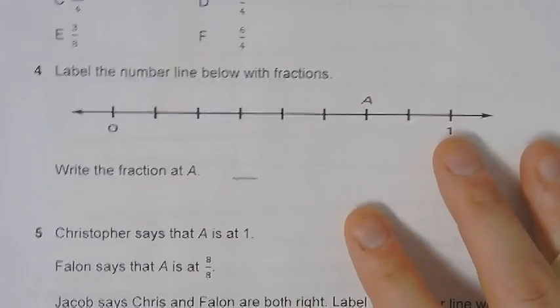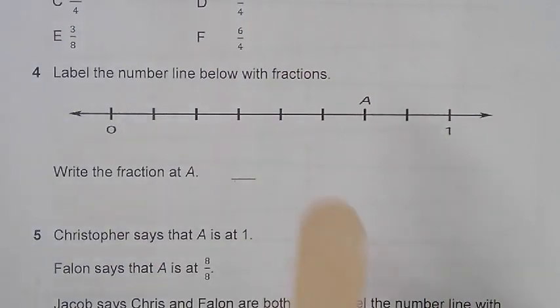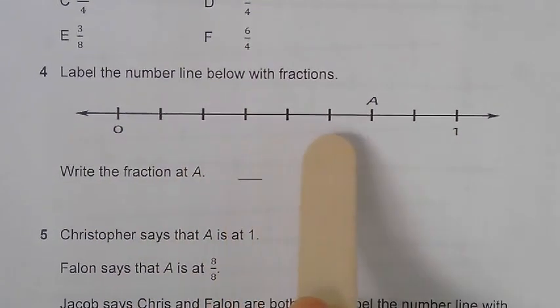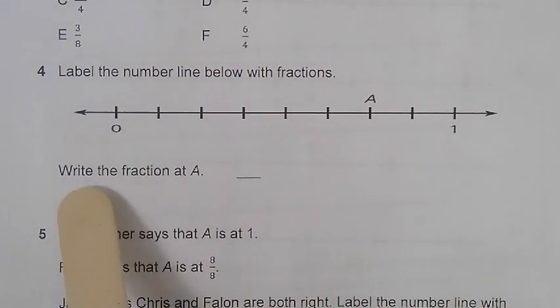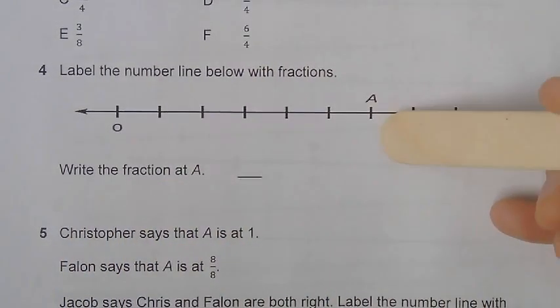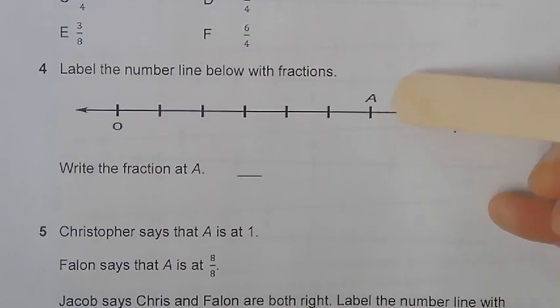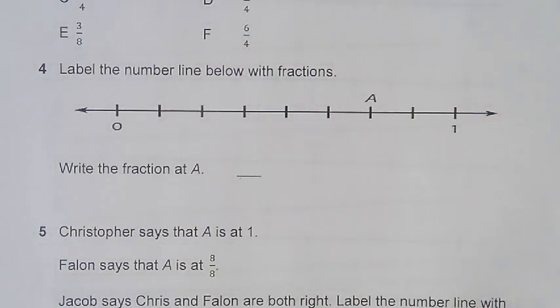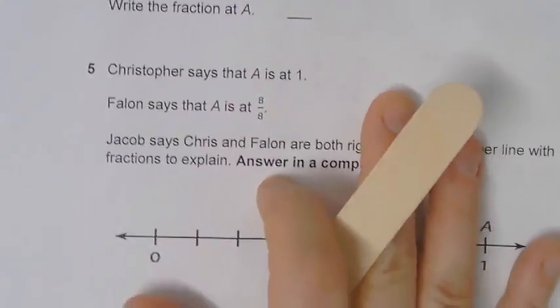All right, number 4, label the number line below with fractions. We've been doing this quite a bit now, so you should be able to know how to do that. After you've labeled each of the tick marks with the fractions that they represent, it says write the fraction at point A. So you're going to go look at A and look at what fraction you labeled there. Pause the video to do that. Unpause when you're ready to move on to the next question.